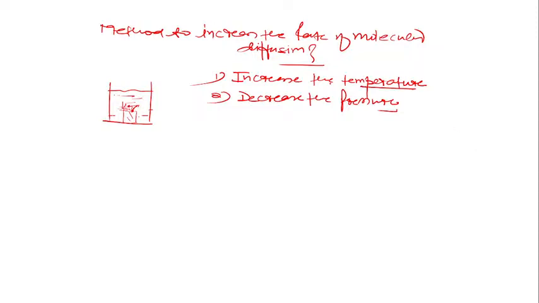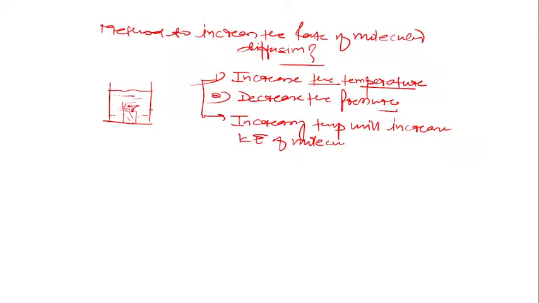What happens if you increase the temperature? By increasing temperature, you will increase the kinetic energy of molecules. And obviously if the kinetic energy increases, then the velocity of the molecules increases. And if the kinetic energy increases, it means in a given direction molecules will move a greater distance in a given time. Yes or no?